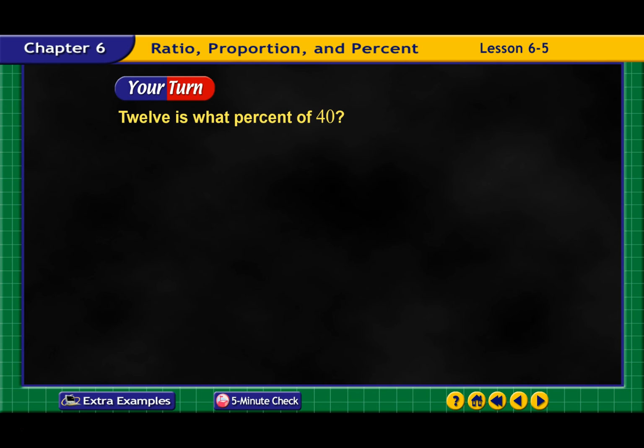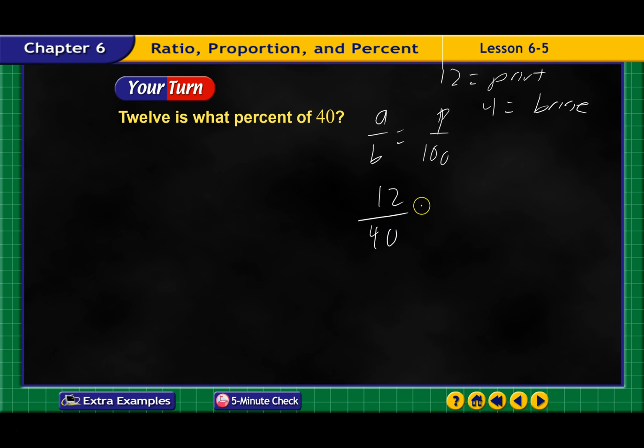All right, 12 is what percent of 40? On your marks, get set, and go. All right, so we do A over B equals percent over 100. 12 is the part, and 40 is the base. So I'd have 12 over 40 equals P over 100.